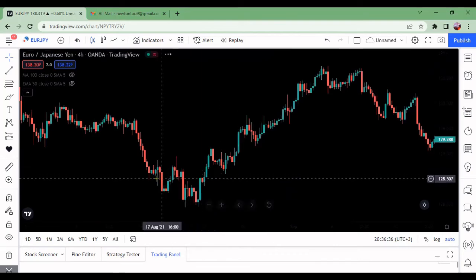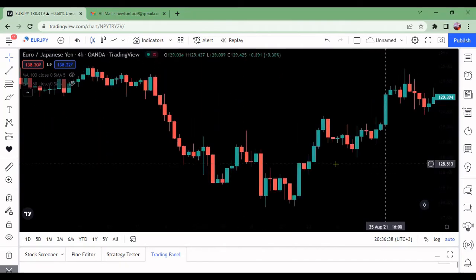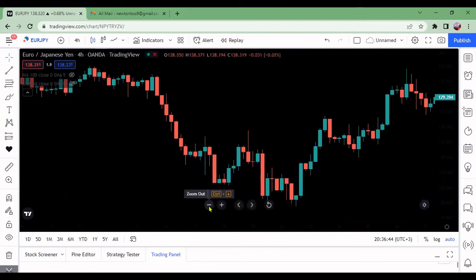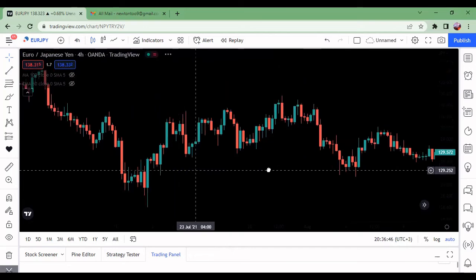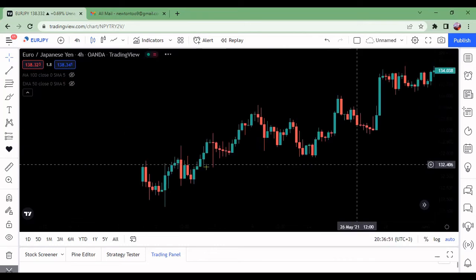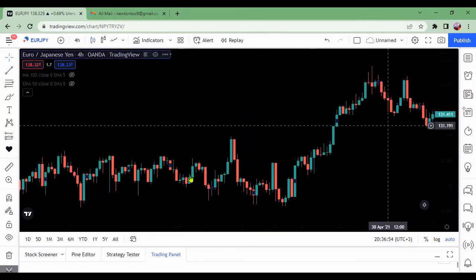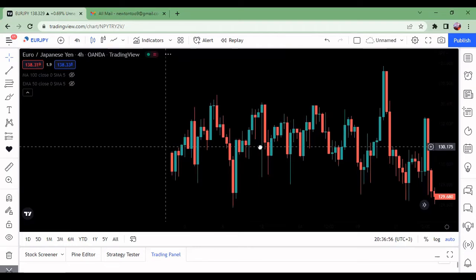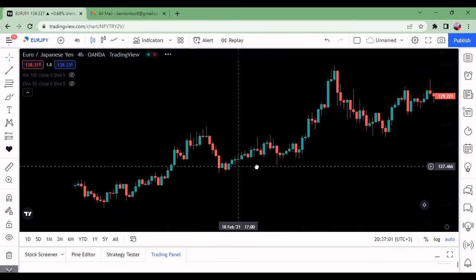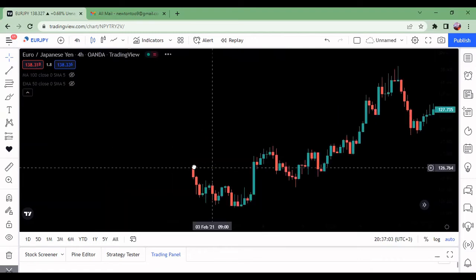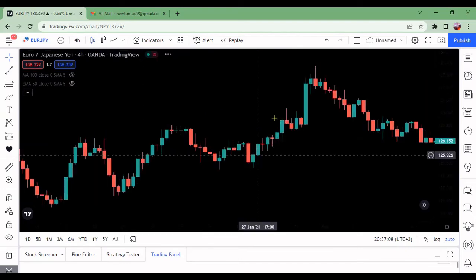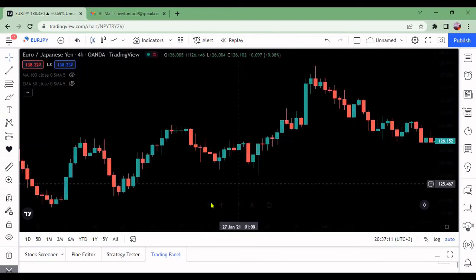So we have got another one here, a small one. This one is just a small one, but it is a representation of a hammer. Let me check another one. Most of the hammers you spot on a support. You can see this one, and actually the market went really up.